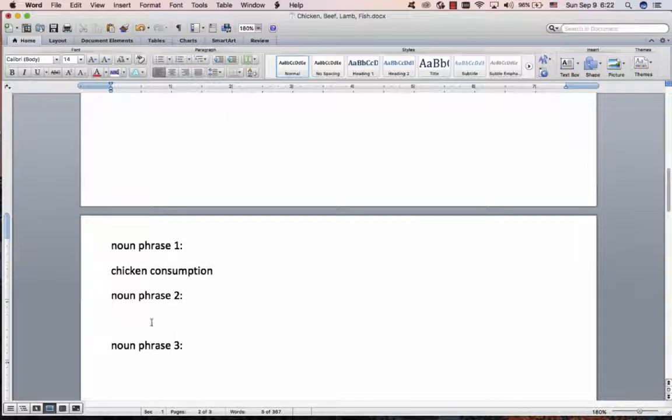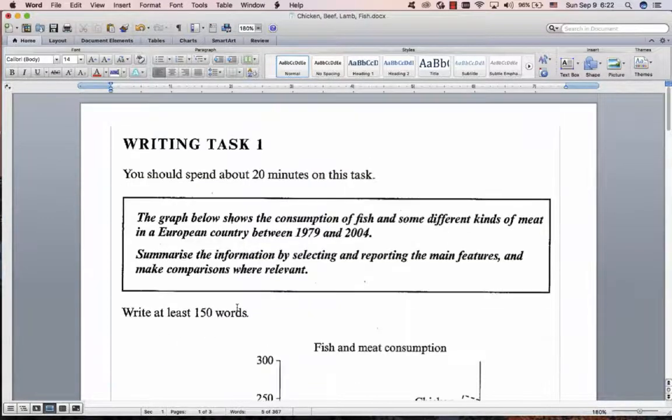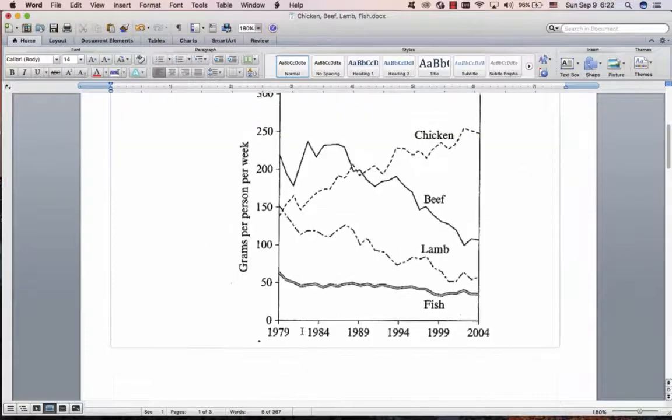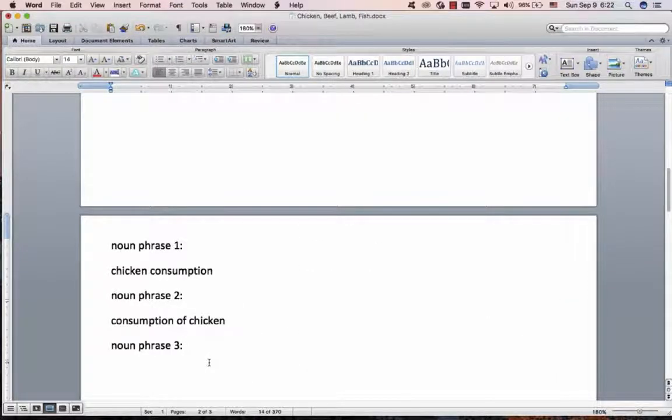That means noun phrase 2 is consumption of chicken. Actually, they have noun phrase 2 over here. Consumption of fish, consumption of some different kinds of meat. So there is noun phrase 2, there is noun phrase 1. And now the big one, noun phrase 3. Is chicken countable or uncountable? It's uncountable. So we say the amount, and then we must change this into a verb.